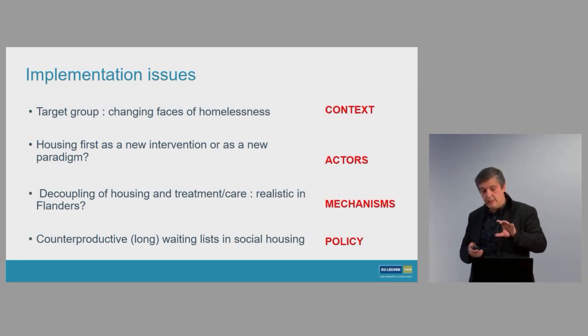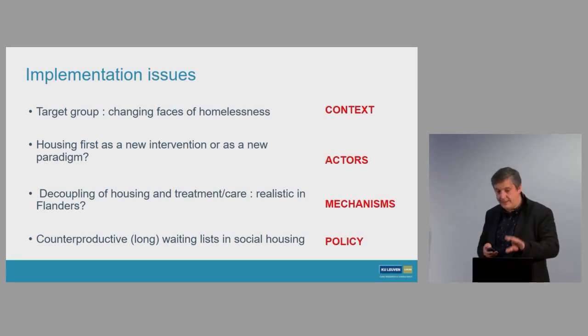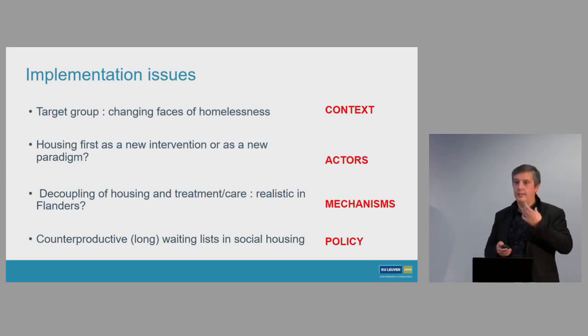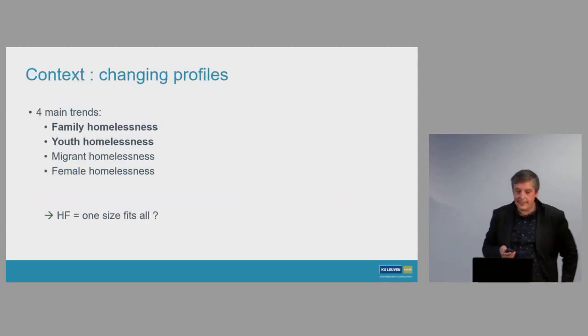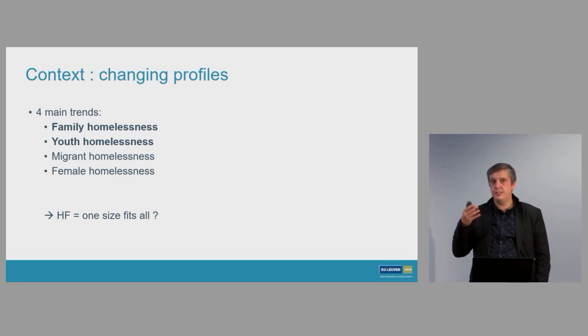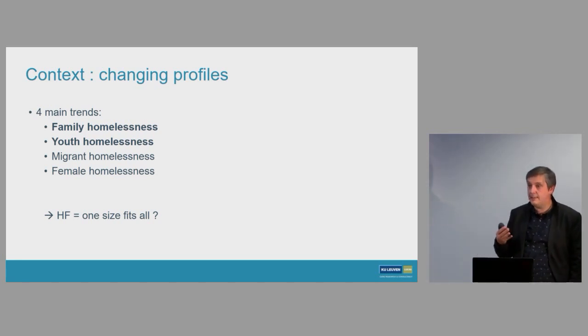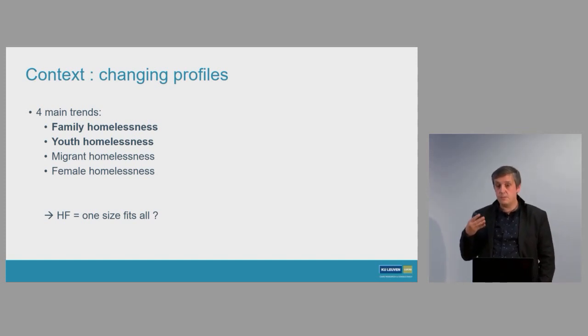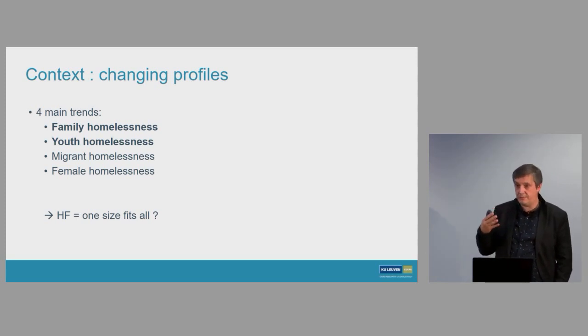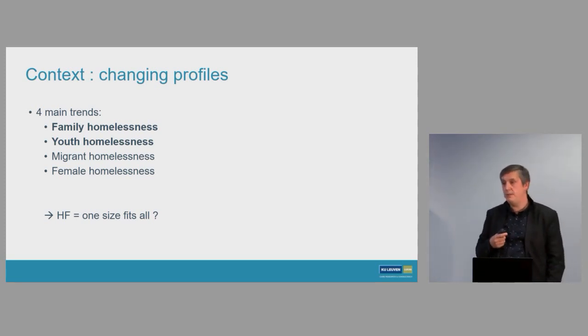If we use these concepts of context, actors, mechanisms, and policies, it helps us to identify the answers to the question of why we don't scale up Housing First in Flanders. If we look at context, Housing First was already developed in the mid-90s in the United States. It was mainly developed as an answer to the growing group of people with severe psychiatric or addiction problems.